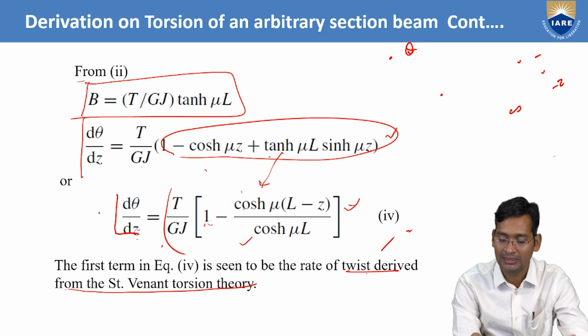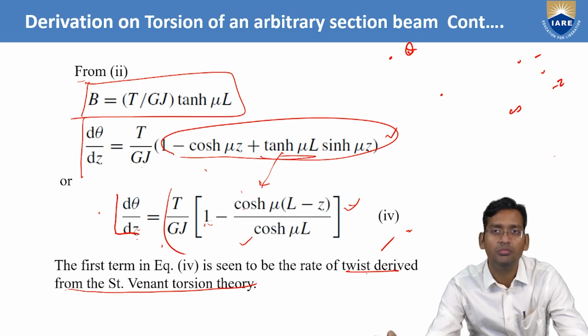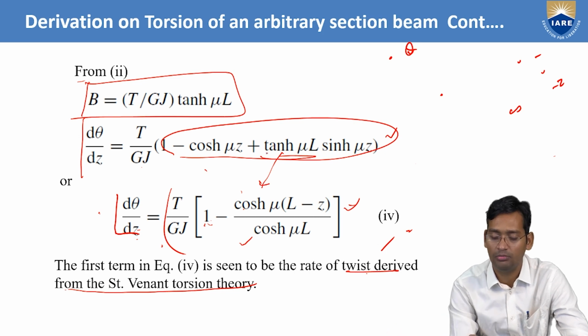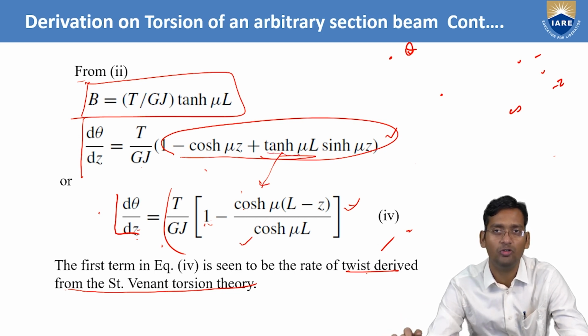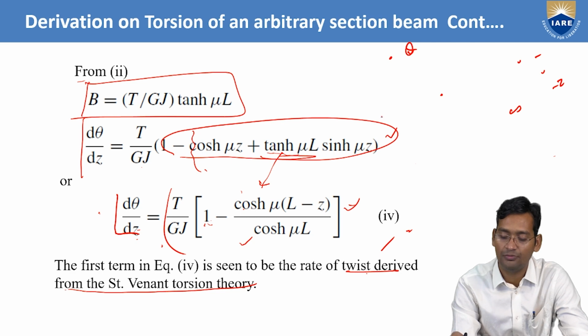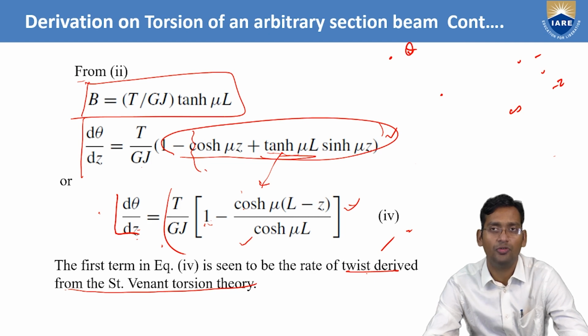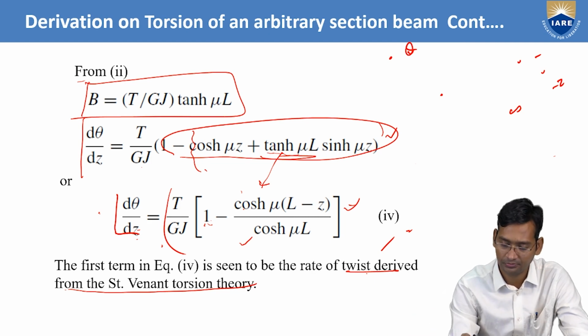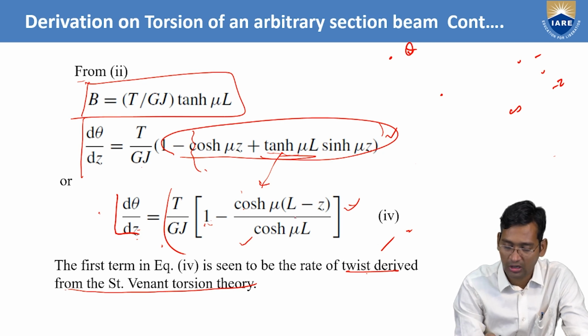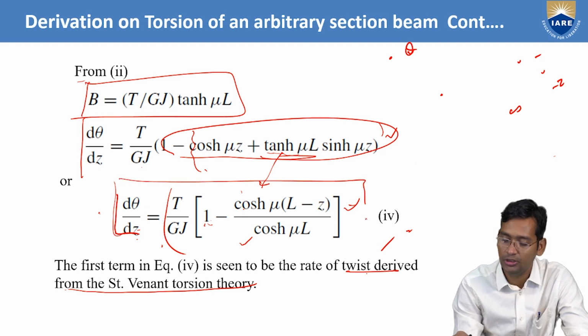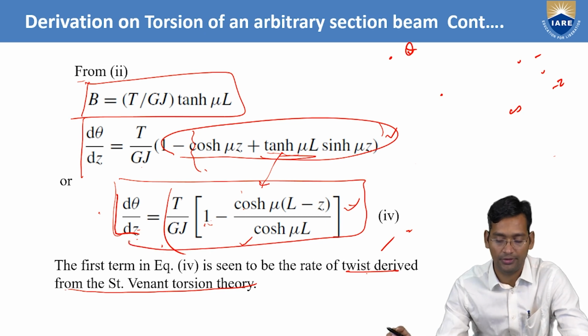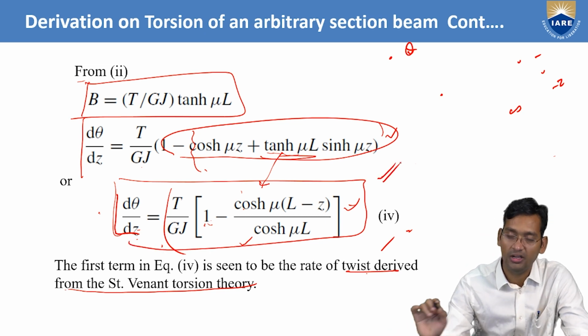So here, just write tanh μL in terms of sine and cos: tanh becomes sinh μL by cosh μL. Then take the LCM and simplify, and automatically you will get cos a cos b minus sin a sin b, and that gives you cos of (a minus b). After that, let's substitute here and you will get dθ/dz. So now we have the rate of twist.